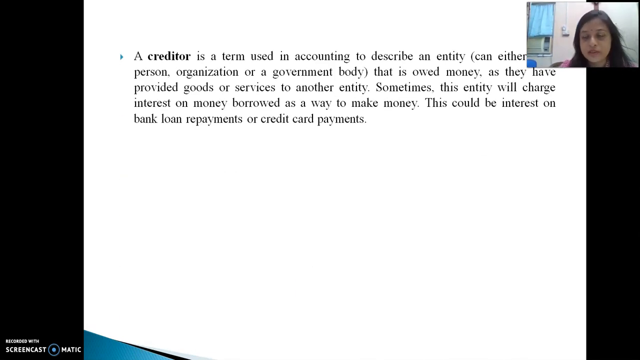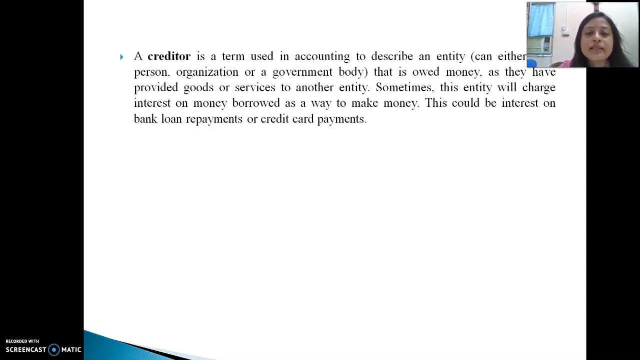Now, who is a creditor? Before that, I want to say that whatever you do in accountancy, whatever sums or terms you use, you have to see everything through the eyes of the business. Okay? So, who is a creditor?